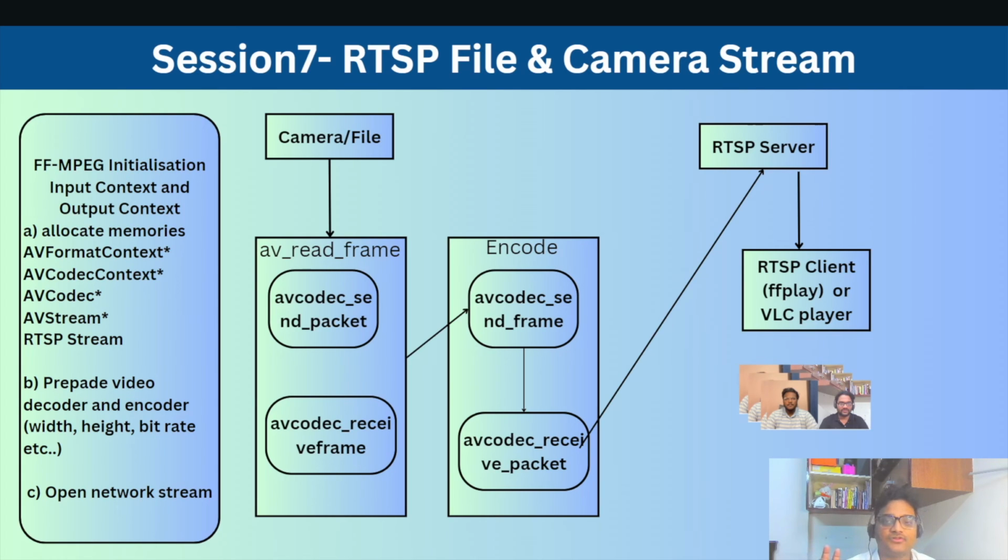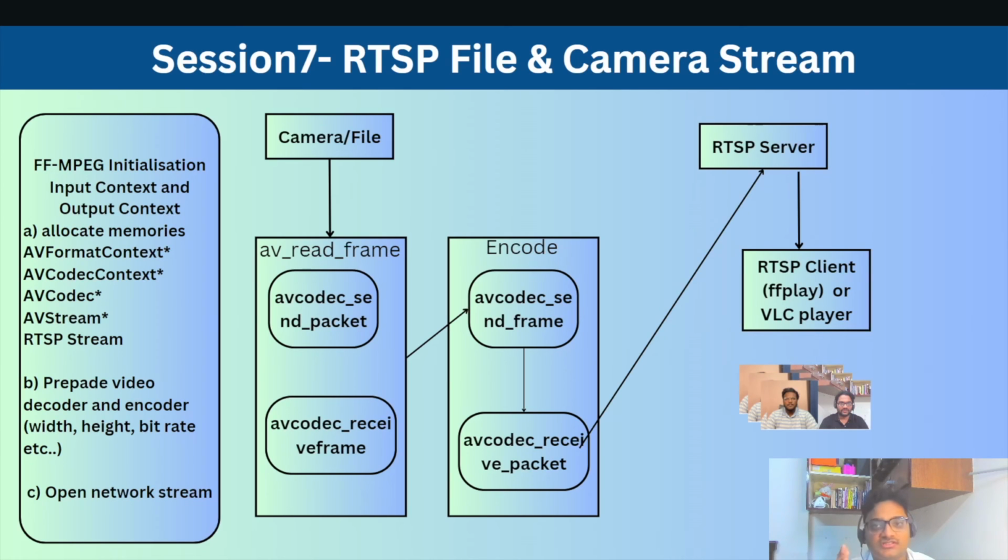The server is the RTSP server, and you can download the RTSP server code and run the executable. The server starts, and when you run the FFmpeg code, we will attach a file to that server. The server starts streaming that file and the client can view it. The client can be an RTSP client, which is VLC player or FFplay, and the same thing works using the camera also.